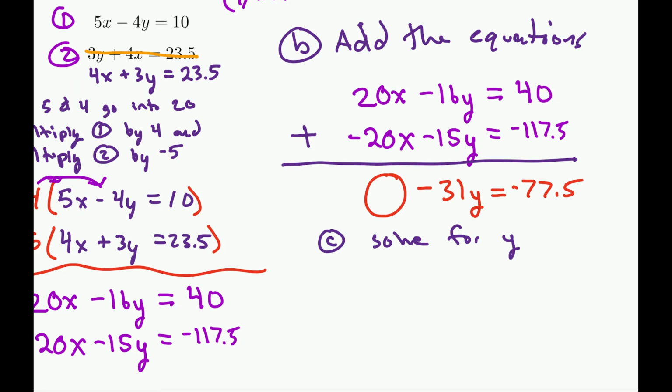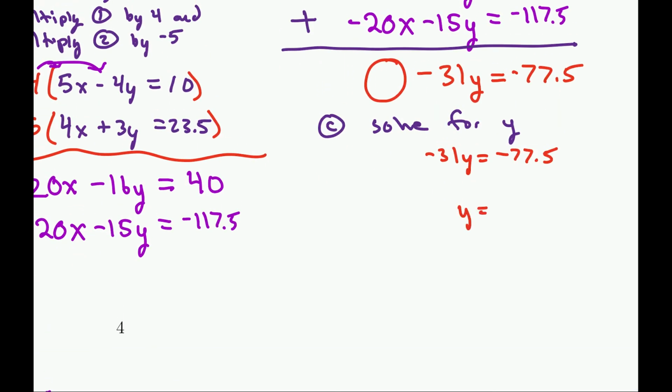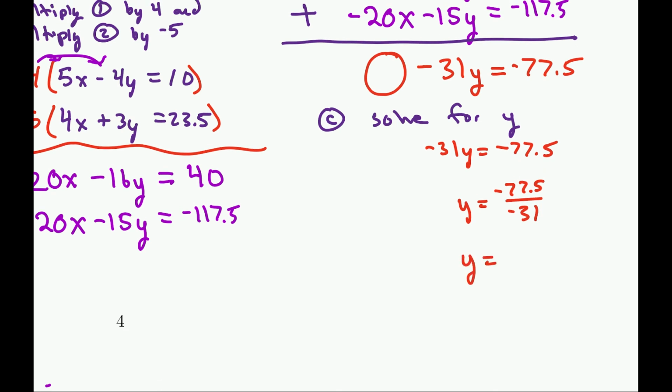So what do I have? I have -31y equals -77.5. We just divide by -31. y is -77.5 over -31. The numbers look weird here. I'm a little bit concerned that I made a typo somewhere. I did not, it's okay. You divide this, you get y equals 2.5. That's one of the ones we need.